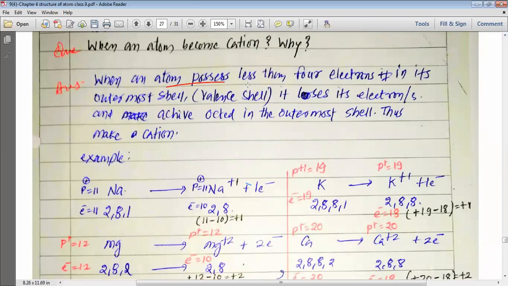When an atom possesses less than 4 electrons in its outermost shell or valence shell, it loses its electron or electrons and achieves octet in the outermost shell. Does it make a cation?